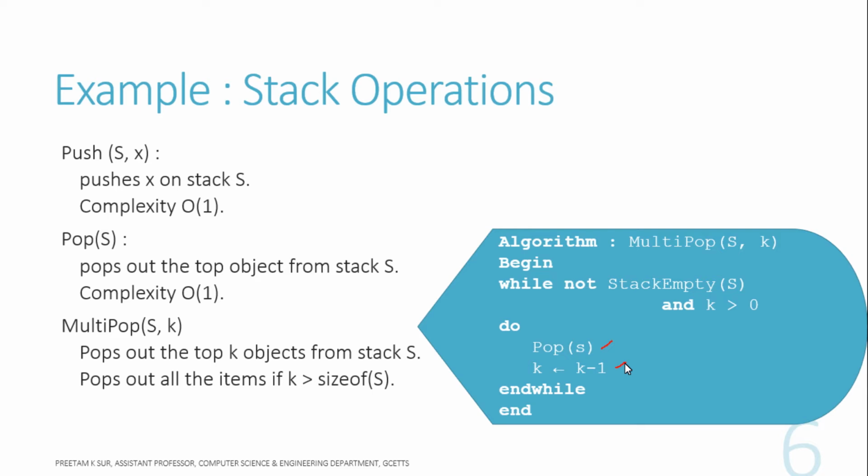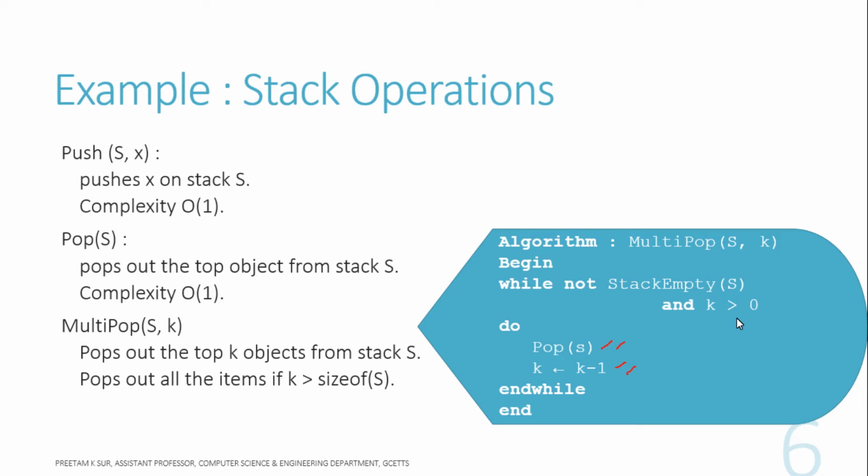So what will happen when there are enough elements? We are going to pop out one item from the stack and reduce the value of k by 1. So when there are enough elements, the value of k will eventually become 0, but there will be some elements remaining on the stack, right? That gives us the case when k is less than size of stack.